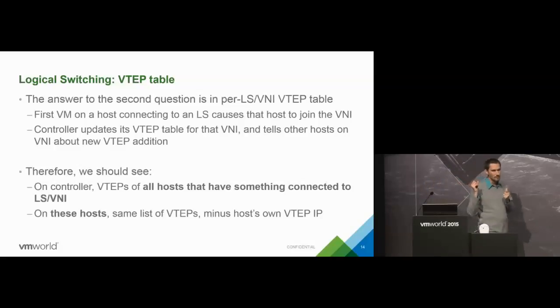Switch. The VXLAN module on the host keeps a table called the VTAP table for each logical switch. That VTAP table is built as the hosts get virtual machines connected to logical switches, and once the first virtual machine on a host connects to a particular logical switch, that host will join the VNI.